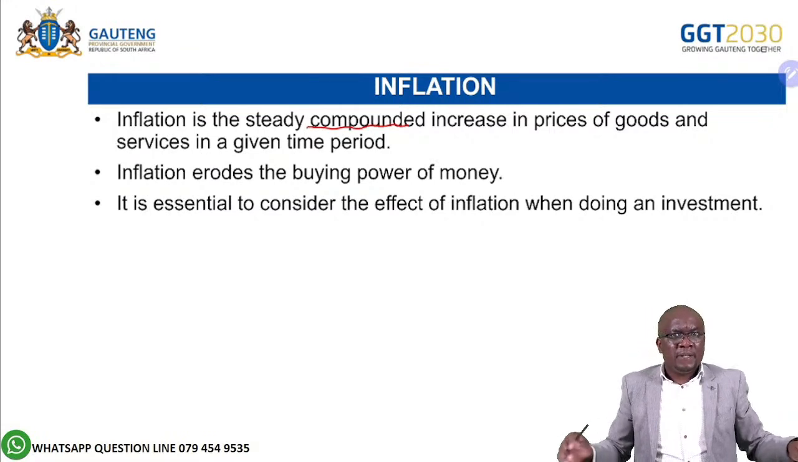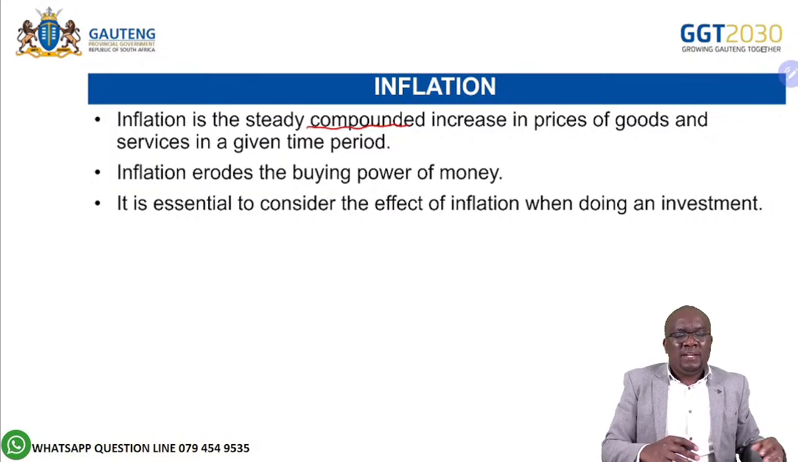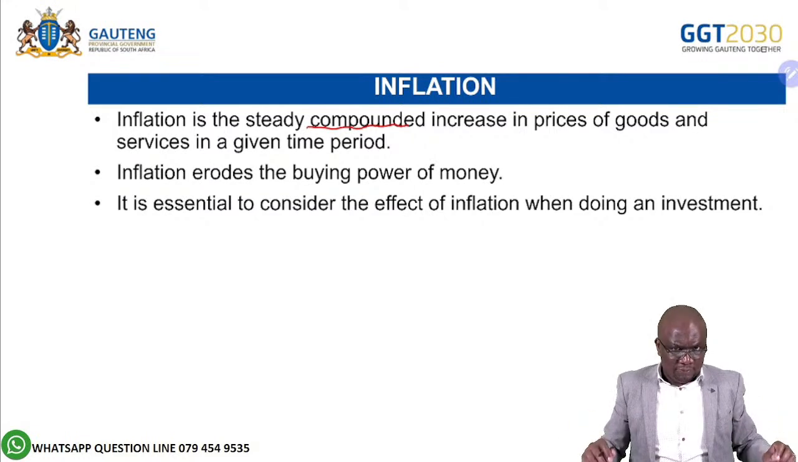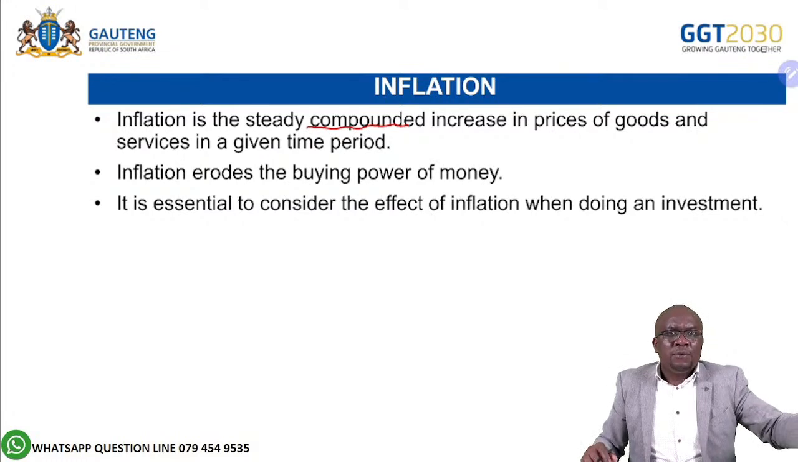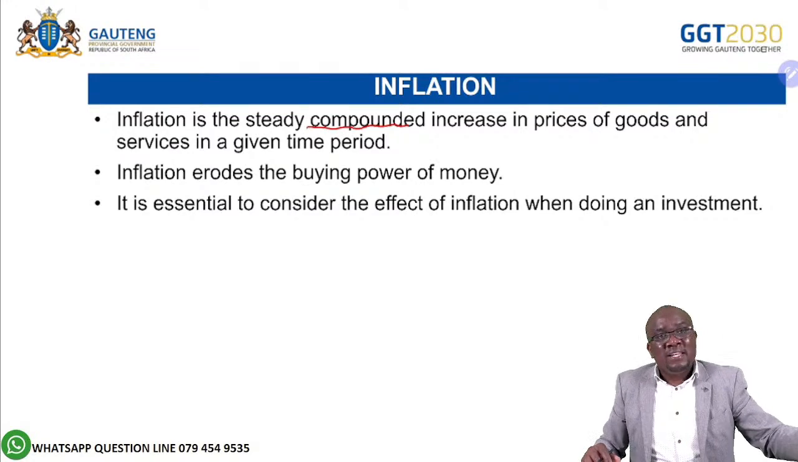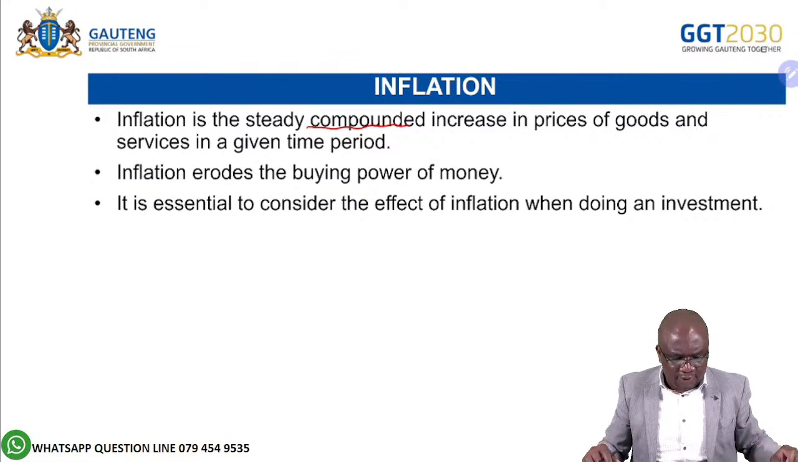Inflation erodes the buying power of money. What I could buy with 2,000 five years back, now if I go with 2,000 to the shop, I'll have maybe half of the trolley. I cannot buy with 2,000 the same things that I used to buy long back. So we're saying the buying power of 2,000 has been eroded, has been reduced. That's the effect of inflation.